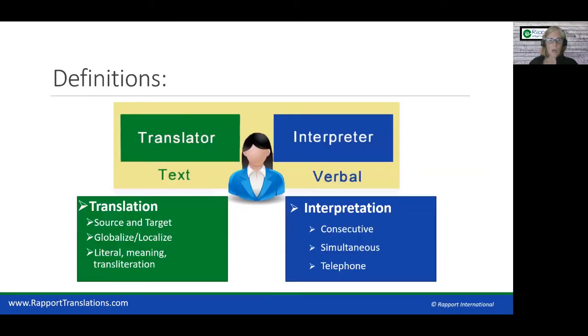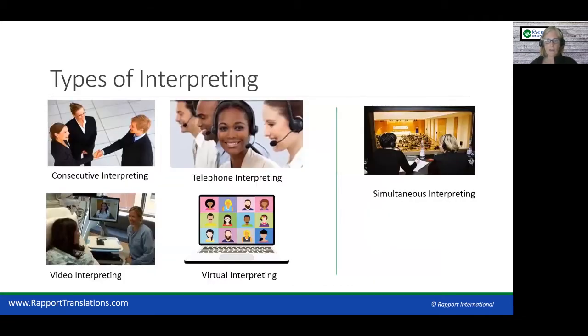Okay, so let's look at definitions first. The first thing to know is that a translator deals with written text. So you'll hear these terms: source text is the original, the target is what it's being translated into. You'll hear globalize, localize, transcreate, transliterate, all these different things. But if you're working with a good professional, they'll help you weed through what you need. So if it's websites, contracts, handouts, communications, that would all fall under translation. Interpretation is spoken. Since this presentation is about that, let's dig in there a little bit more.